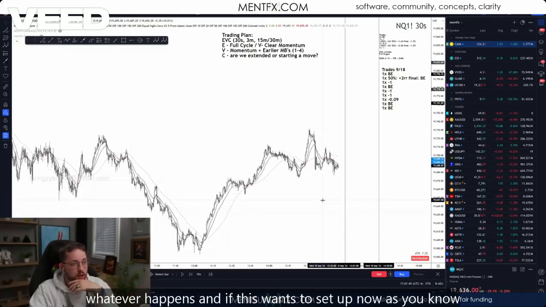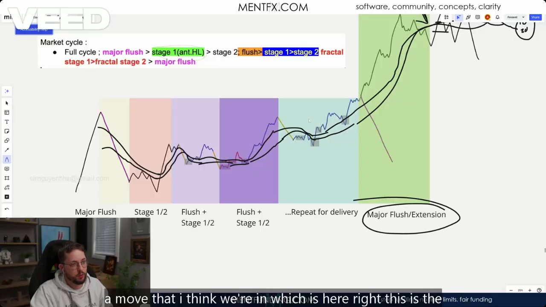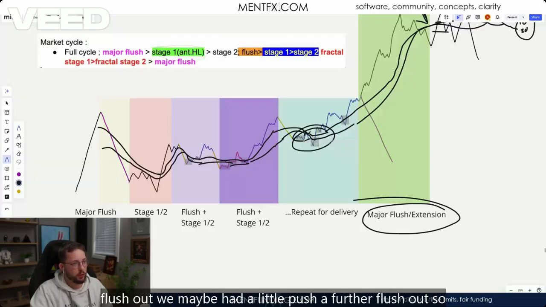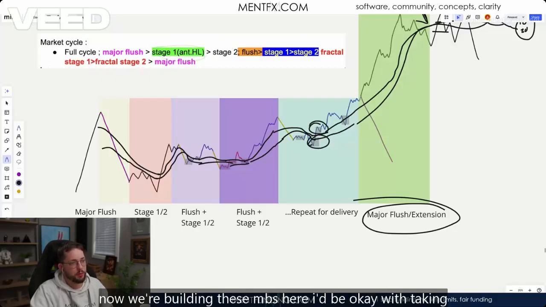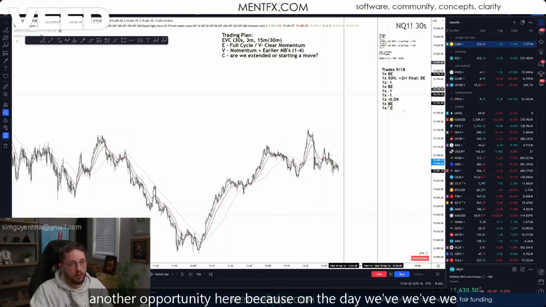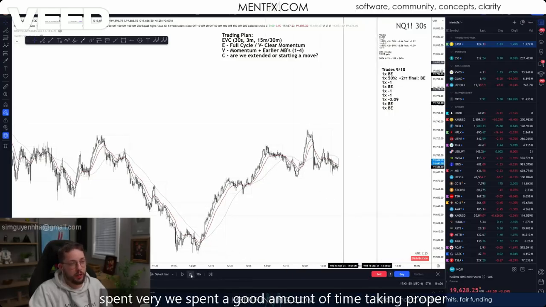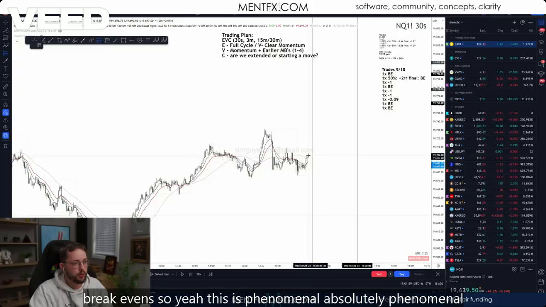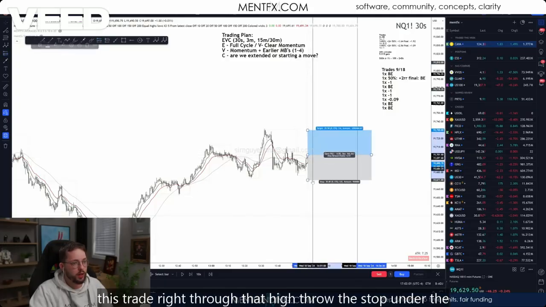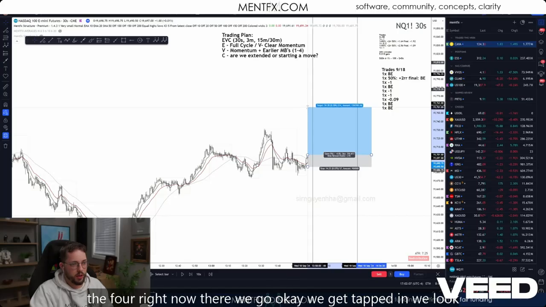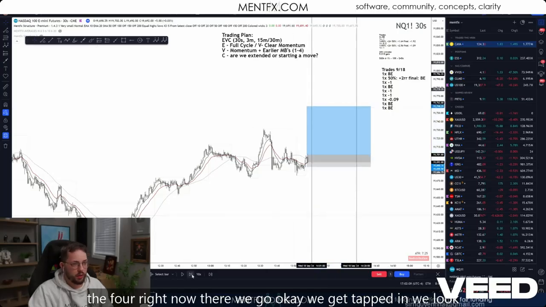And if this wants to set up now as a move that I think we're in, which is here, right? This is the flush out. We maybe had a little push, a further flush out. So now we're building these MBs here. I'd be okay with taking another opportunity here because on the day we spent a good amount of time taking proper break evens. So yeah, this is phenomenal, absolutely phenomenal, this trade. Right through that high, throw the stop under the low, see if we get positioned. Whoops. We'll just make this 1 to 4 right now. There we go. Okay, we get tapped in.